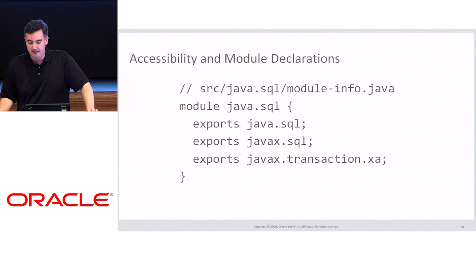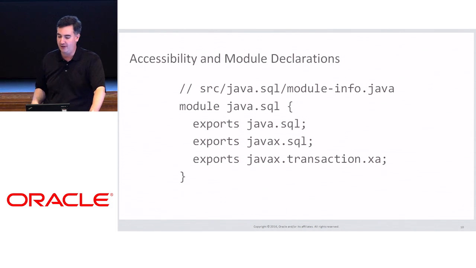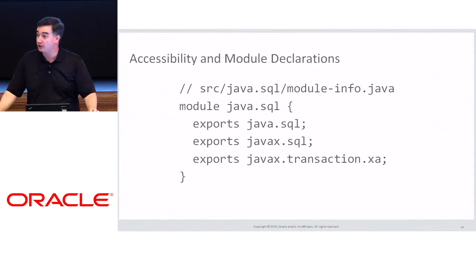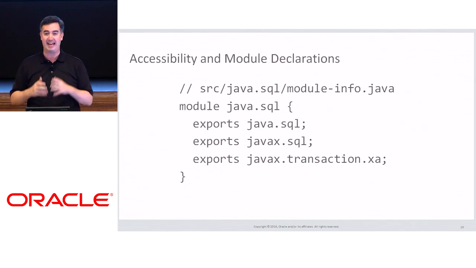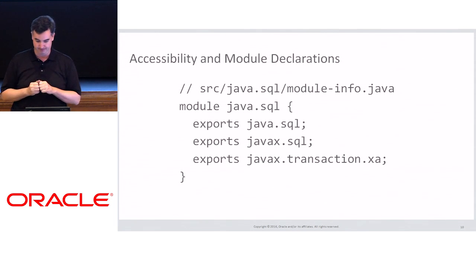In JDK 9, modules are first-class program components like classes and interfaces. Here is the Java declaration of the java.sql module that contains JDBC. It's in a file called module-info.java in a directory named after the module, src/java.sql. The compiler treats it like any other Java file and translates it to module-info.class, which you can put in a jar file as normal. We call that a modular jar.